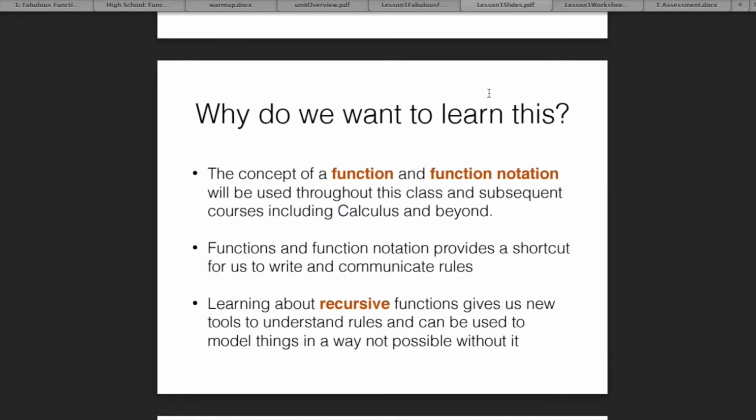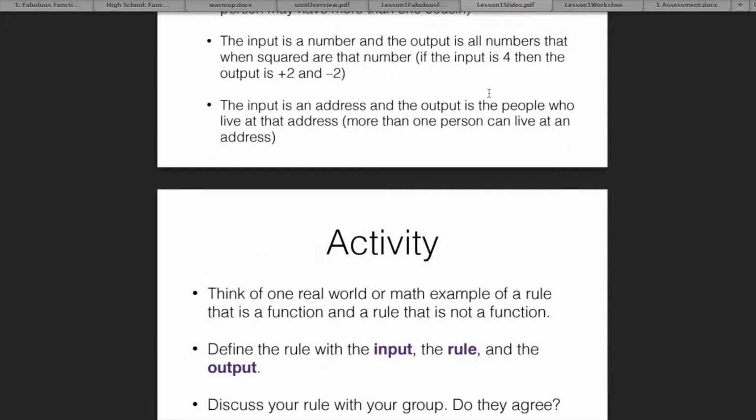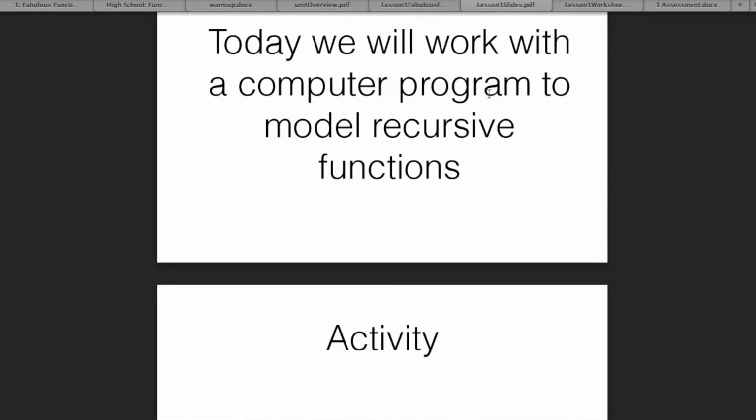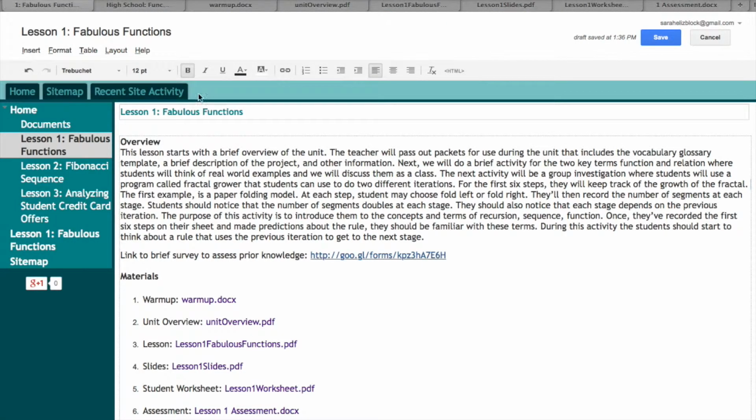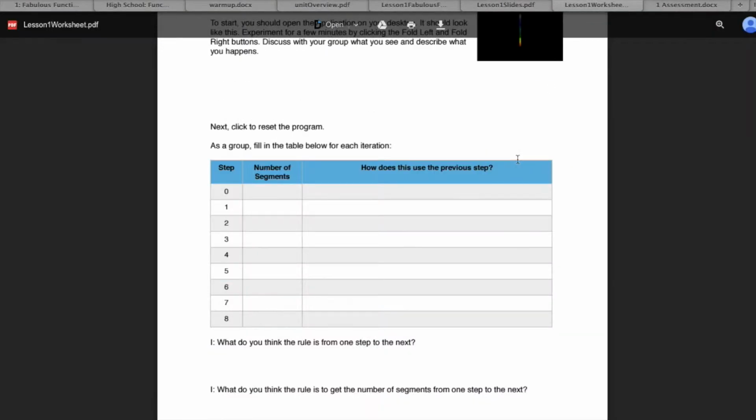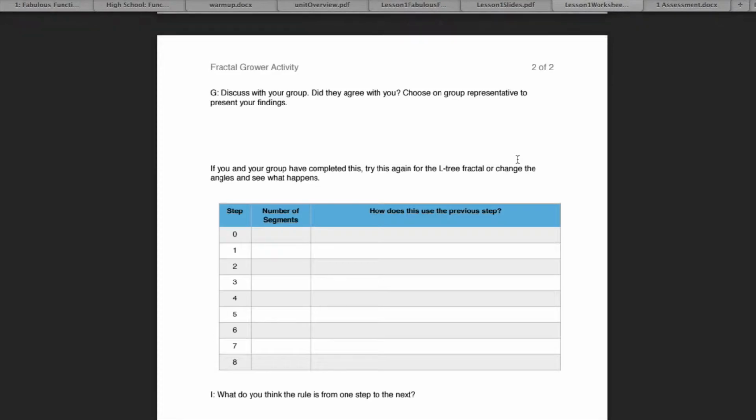The resources for this lesson are on the website: a warm-up, a unit cover sheet for students' notebooks, the lesson plan, slides, a student worksheet for the Fractal Grower group project, and a description of the assessments that includes a link to the Google form.